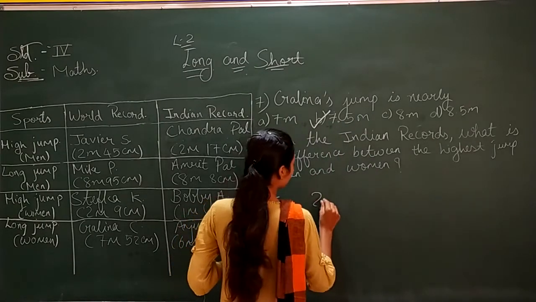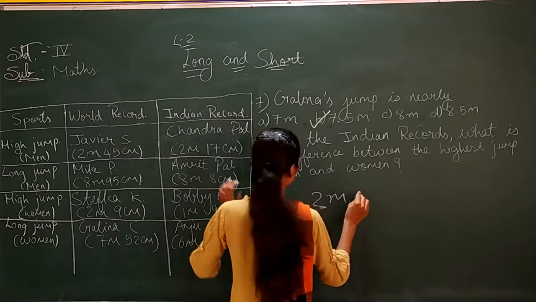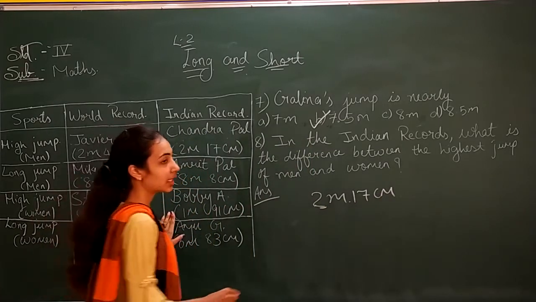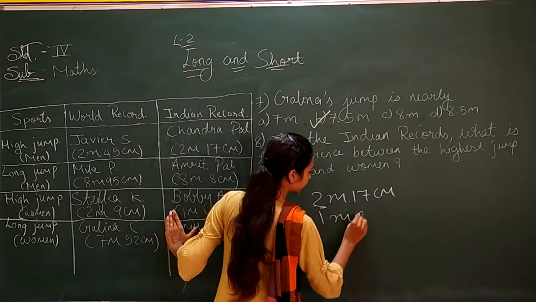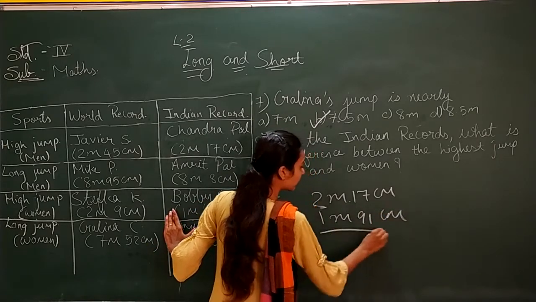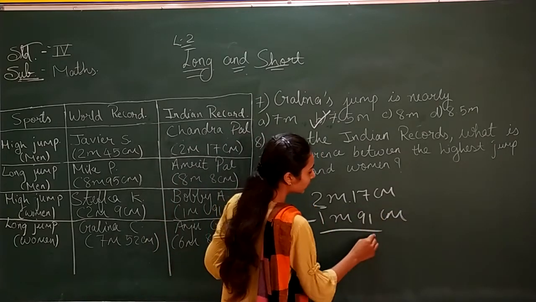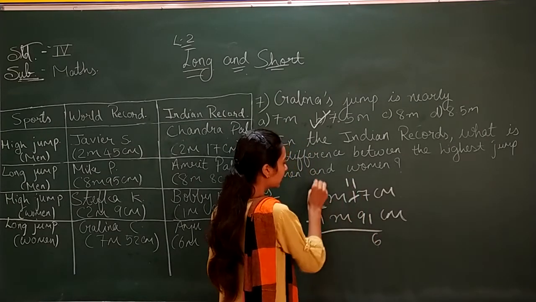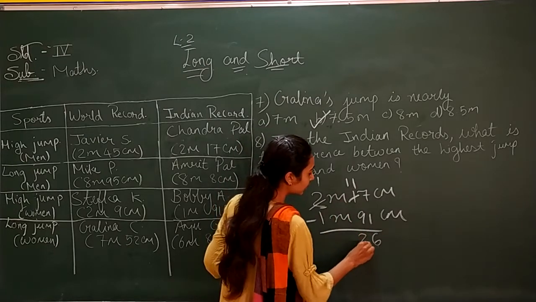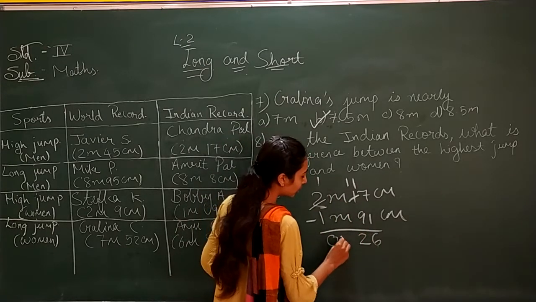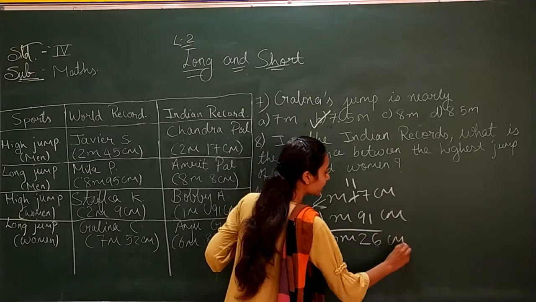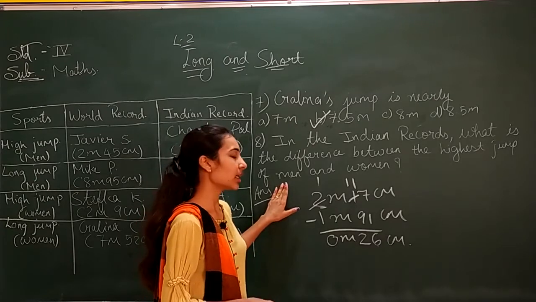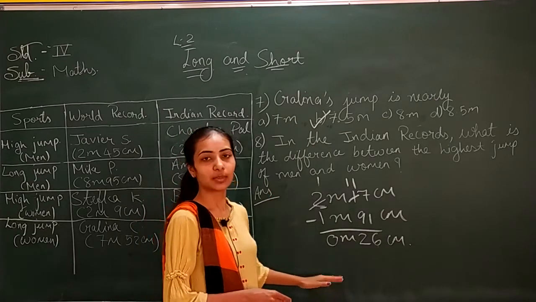For men it is 2 meter 17 centimeter, and for women it is 1 meter 91 centimeter. And difference, so we will do subtraction. 7 minus 1 is 6, 1 minus 9 is not possible, so we will borrow, and 11 minus 9 is 2. Again 1 minus 1 is 0, so our answer is 0 meter 26 centimeter. So the difference between the highest jump of men and women in Indian record is 26 centimeter.